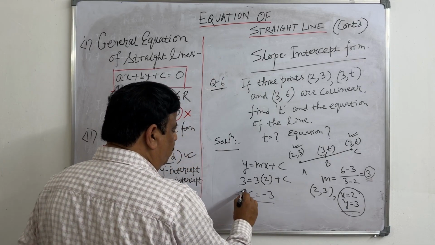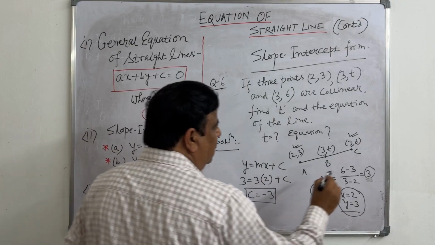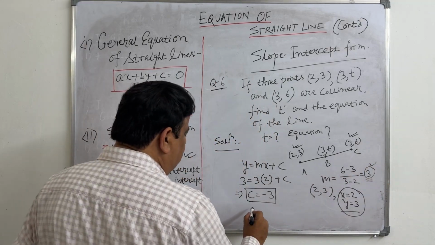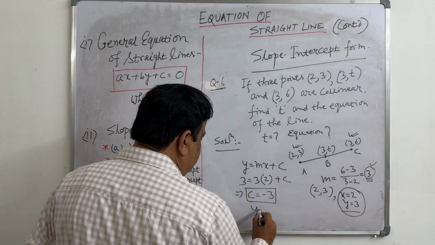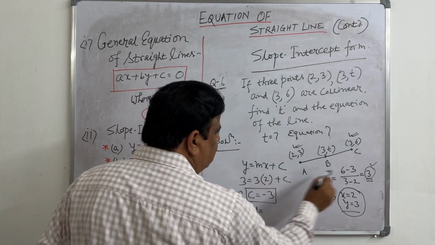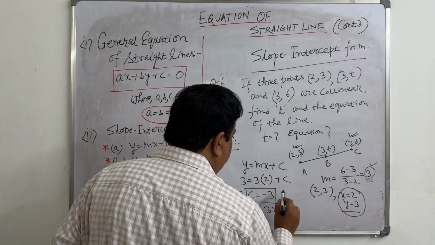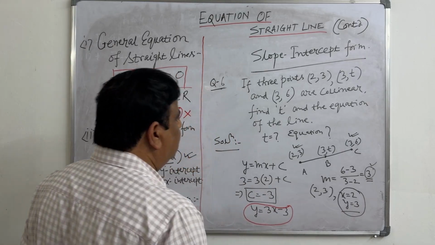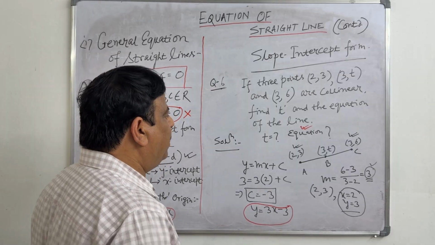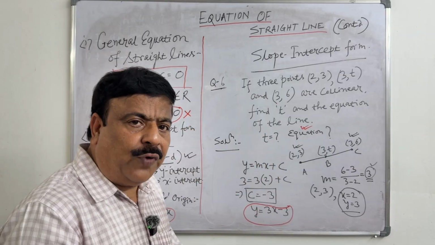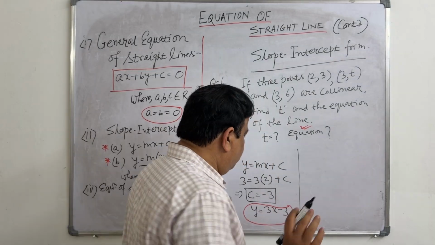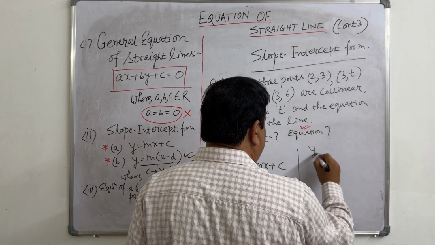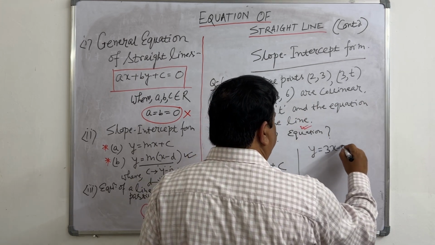So now you know the value of c and the value of the slope m. So what will be the equation of the line? That is y is equal to mx plus c. What is m? That is 3, into x plus c. c is minus 3. So this is the equation. Okay. Now I have to find out the value of t. How to find out? We have known that the required equation of the straight line is y is equal to 3x minus 3.